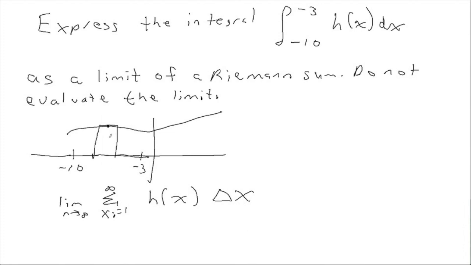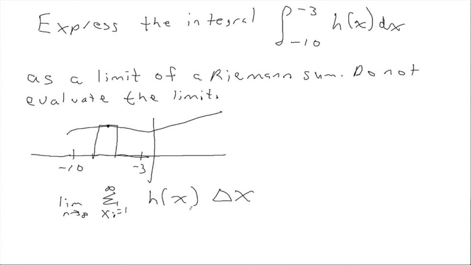Do all of these rectangles have the same width? Yep. That's why we don't have to call this delta xi. We would call this delta xi if each delta x was different. But since all the delta x's are the same, we can just call them delta x. That makes sense?